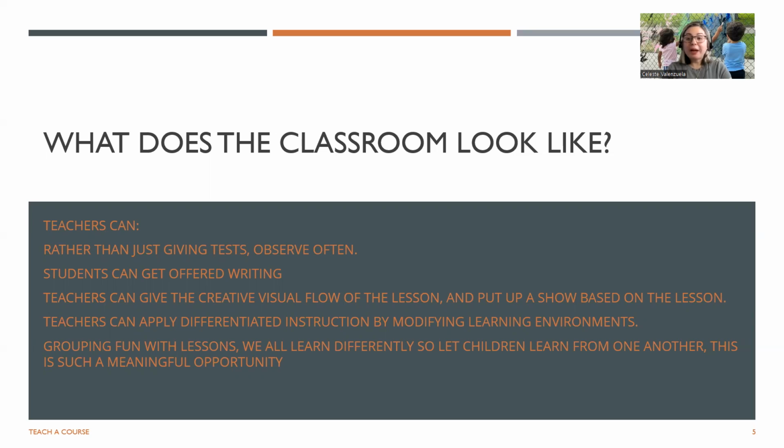Students can be offered writing exercises, of course, if they're older and able to do that. Sometimes they do better when they're writing it out versus just hearing it or seeing it. Again, how we learn is really important to master within our classroom environment, and to understand where the students are with that. Teachers can give a creative visual flow of the lesson and put up a show based on the lesson. So again, more visuals can help children understand the flow of what happens first, second, third, and so on. That really helps.